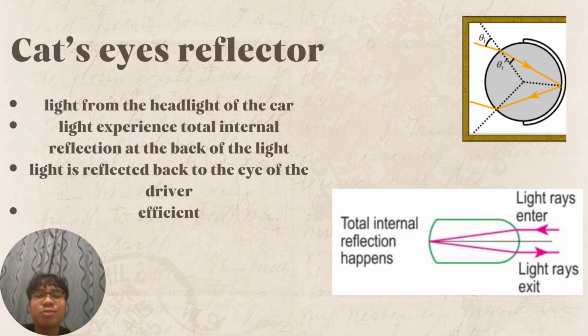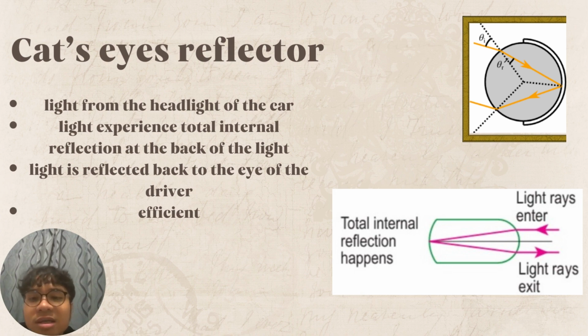Okay, so another application of total internal reflection is the cat's eyes reflector. Okay, so kalau korang tengah jalan-jalan, tengah drive tu, tiba-tiba korang tak nampak apa-apa daripada jauh, but suddenly bila korang datang dekat, korang suddenly nampak lampu atas jalan tu. That is most likely cat's eyes reflector. Okay, so apakah working principle benda ni? Light from the headlight of the car direct towards the cat's eyes reflector and experience total internal reflection at the back of the light. Light is reflected back to the eye of the driver.